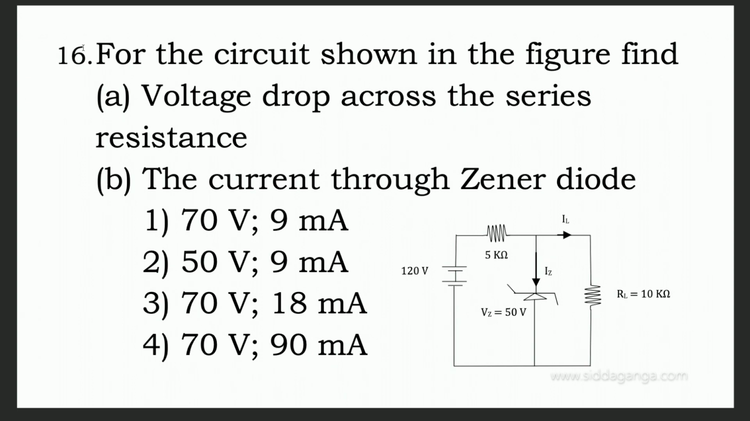So coming to question number 16. Let us take the circuit given. There is a Zener diode and a load resistor across it. Load resistor is 10 kilo ohm. Zener voltage is 50 volt, the series resistor is 5 kilo ohm, and the input voltage is 120.